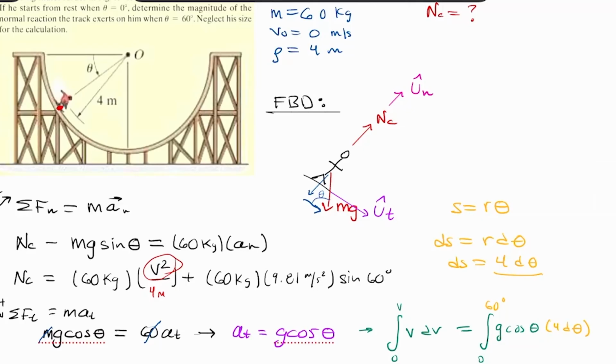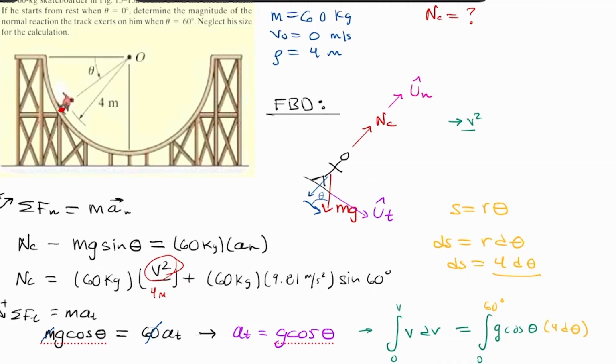So when you integrate this cosine theta with d theta, you're going to get from this integral v squared divided by 2 from 0 to v, equal to gravity. Gravity is a constant, so that will be 9.81 times 4, so 4 times gravity times the integral of cosine of theta with respect to theta, that is sine of theta, evaluated from 0 to 60.